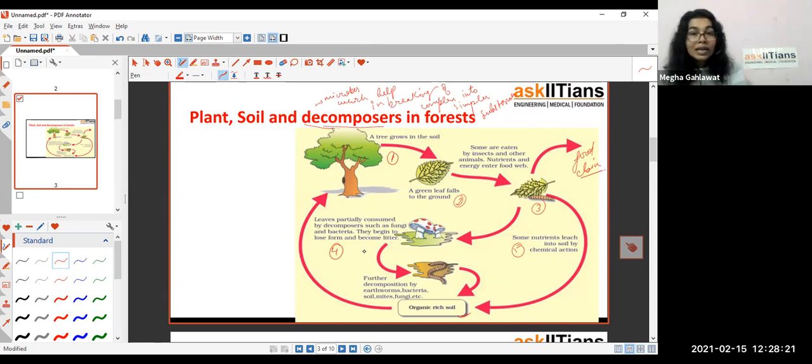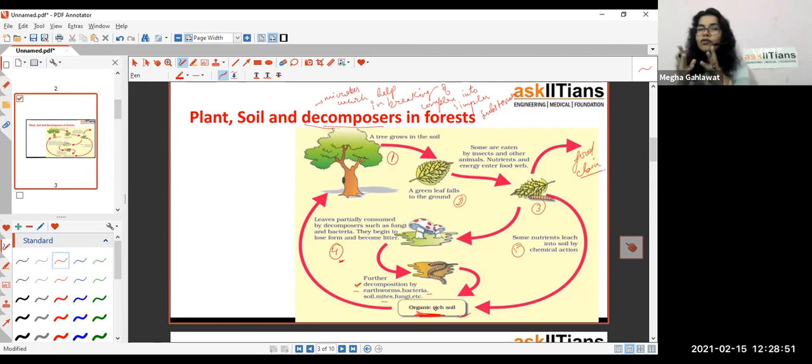What are enzymes? Enzymes are proteins which help in breaking down substances, in this case, different types of nutrients. So what will happen after they have broken down the complex into simple substances? The further decomposition will be done by mites, bacteria, earthworms, and all of that. And what is it going to lead to? It is going to lead to the organic rich soil.